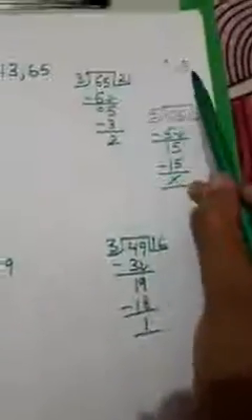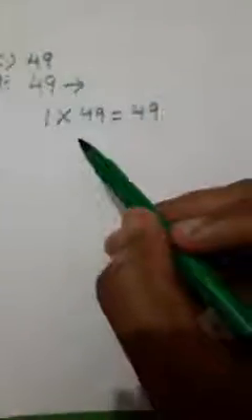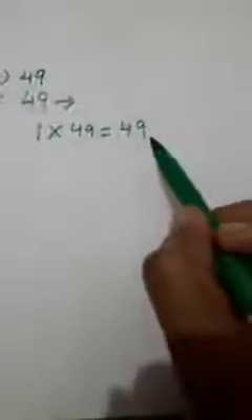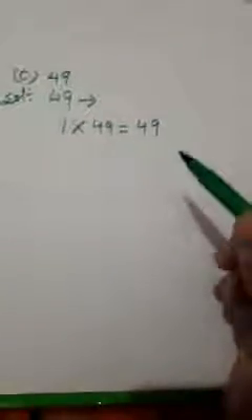Next, by 5 also it will not be divisible, because I have told you that if the last digit of any number is 0 or 5, then only it will be divisible by 5. So we will not divide it by 5 because it is not divisible by 5. By 6, we know the table of 6.